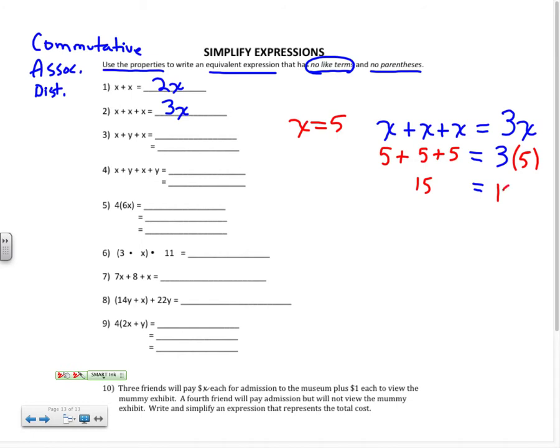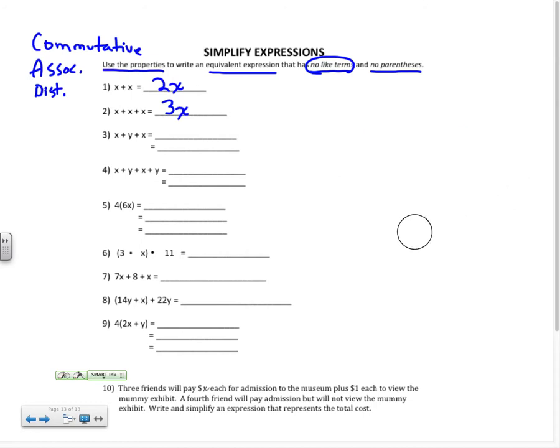So 3x is just a simpler way of saying x plus x plus x. And remember, repeated addition is the same as multiplication. As long as all the numbers are the same, they're all x's, they're all 5's, we can go ahead and do the shortcut multiplication. All right, number 3, we have an x plus a y plus an x.